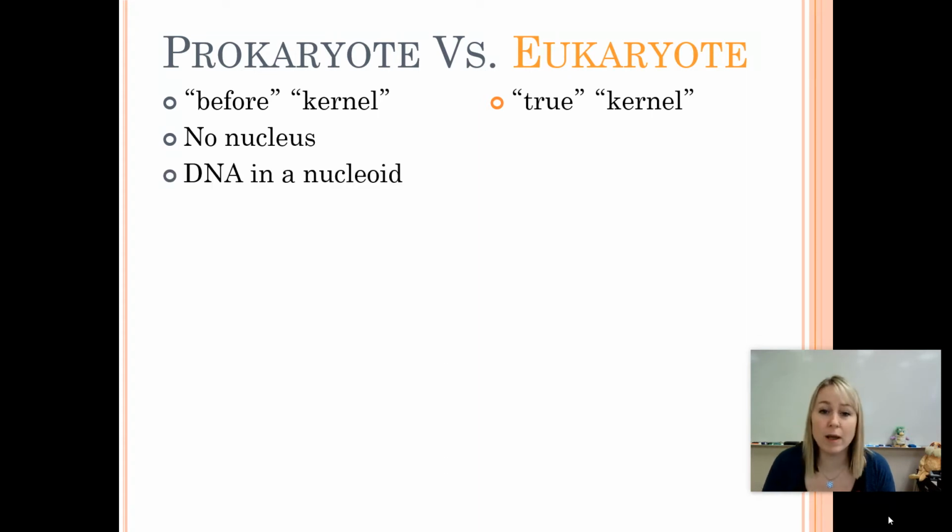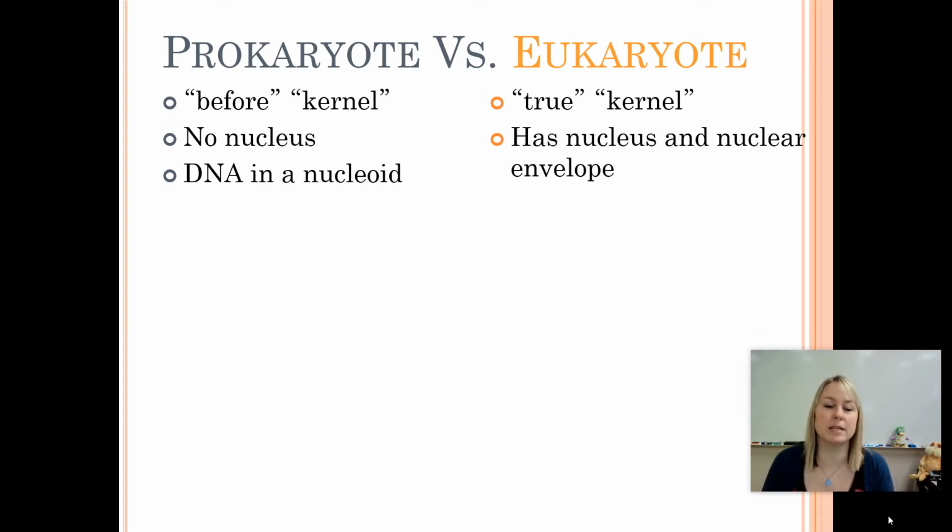Prokaryotes do not have one. Their DNA is found in a nucleoid region, which is just a spot in the cell that doesn't have as much cytoplasm in it so that the chromosome has space to exist. Versus a eukaryote has a nucleus and a defined nuclear envelope separating it from the remaining cytosol or cytoplasm. Both of them have that.